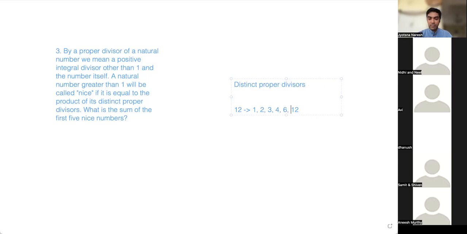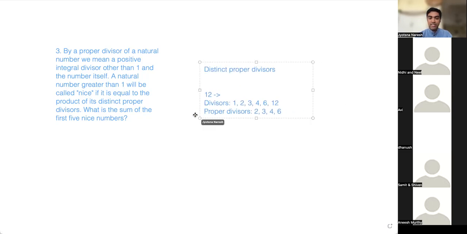What are its proper divisors? 2, 3, 4, and 6. Good. So the divisors of 12 are these, and proper divisors is just removing 1 and the number itself. Now we want to say a number is nice if the product of all its different proper divisors is equal to the number itself. So what is the product of the proper divisors here? 144. Good.